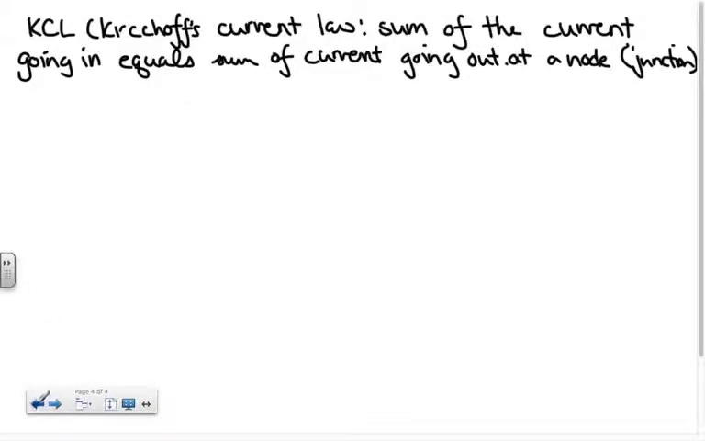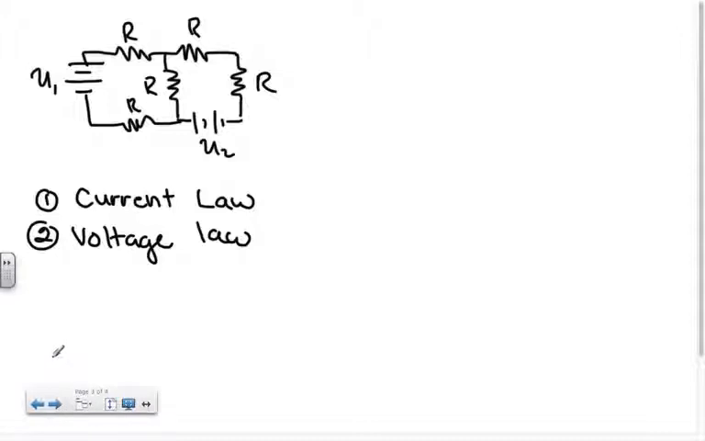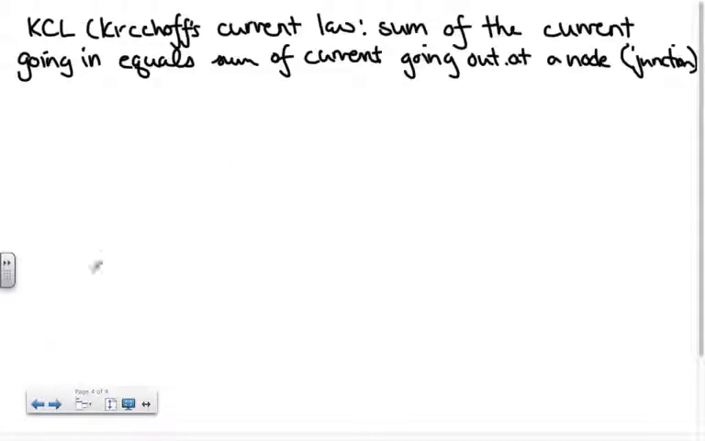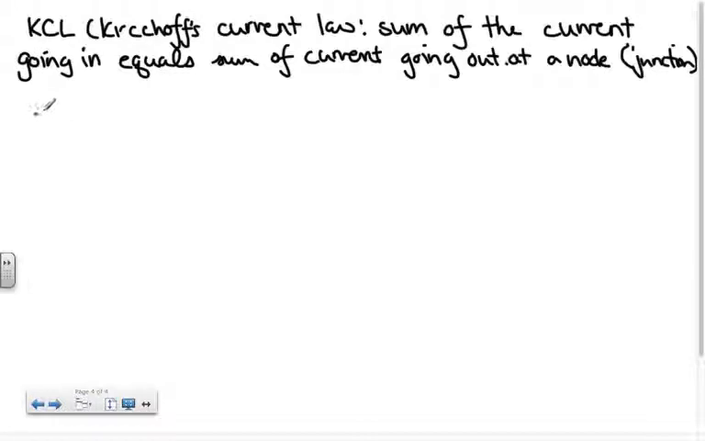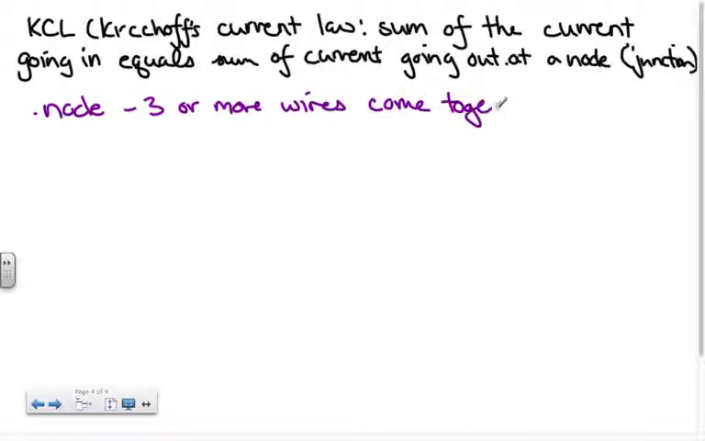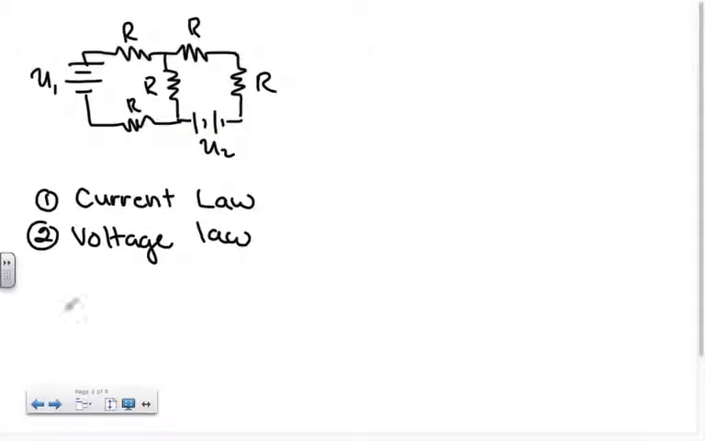Let's go back to my example right here. Okay. How do I know what a node is? A node is where 3 or more wires come together. So I'm going to put that note in here for you. So a node is where 3 or more wires come together. And it can be as many, it can be 3, it's 3 or more. But most of the time we just work with 3 because it makes our lives easier. Okay.